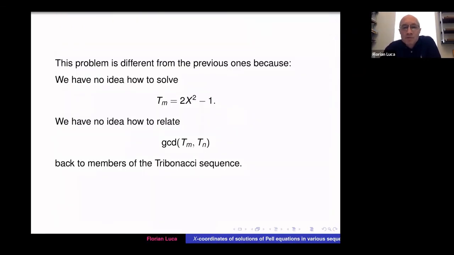Okay, so the problem is different from the previous ones because, first of all, remember in the previous case, I was breaking it into an even and an odd. First of all, we have no idea how to solve Fibonacci number is equal to x squared minus 1. Nobody knows how to do that. There's a general theorem that says that this equation has finitely many solutions, but nobody knows how to compute that. Secondly, we have no idea how to relate the GCD of 2 Fibonacci numbers back to a member of the Fibonacci sequence, which are important ingredients.